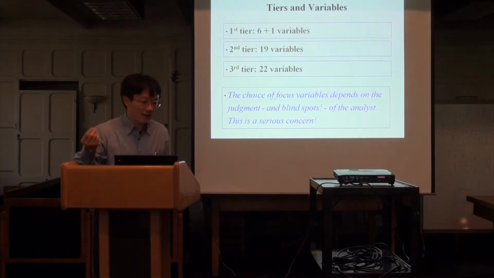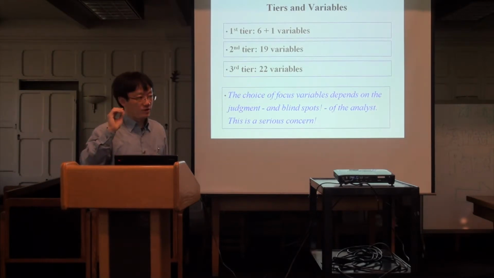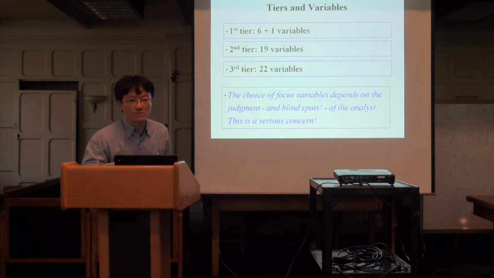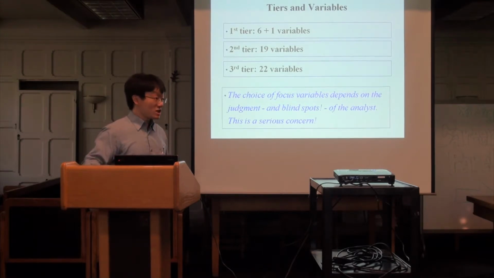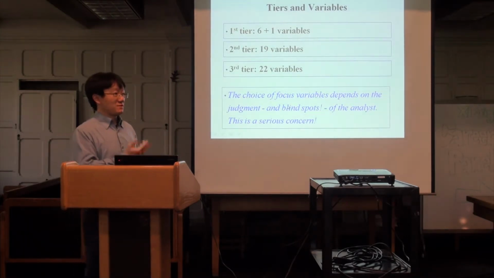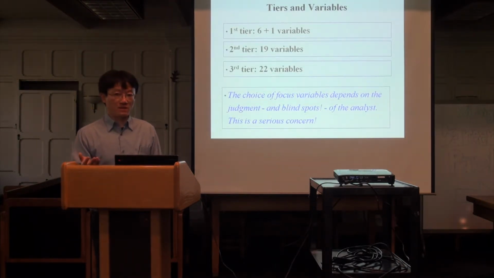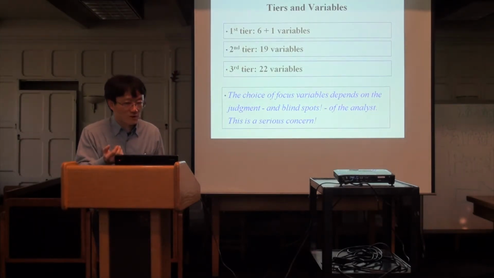At the first tier, we have 8 variables. In our study, we employ 7. At the second tier, there are 56 variables. We select 19. And at the third tier, there are more than 100 variables, but we select 22. So we do notice that it's also some kind of weakness of the framework, because the choice of variables might depend on your judgment. For different scholars with different experience, you might make different judgments.